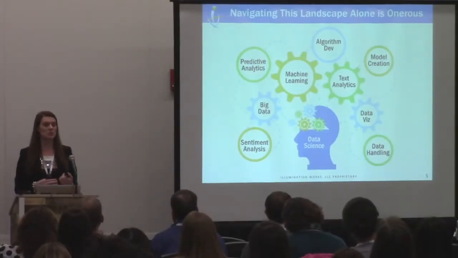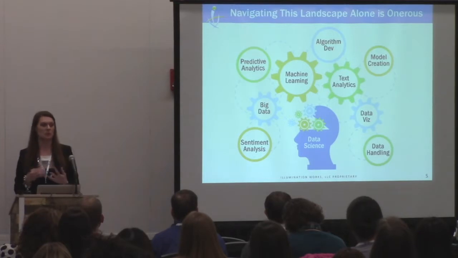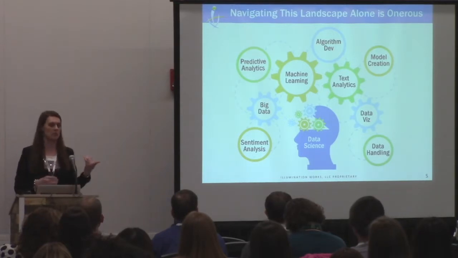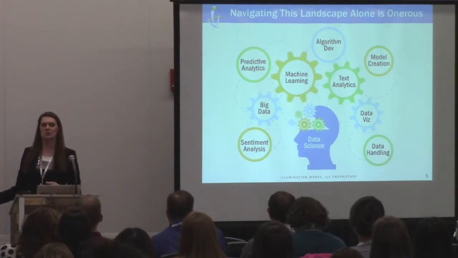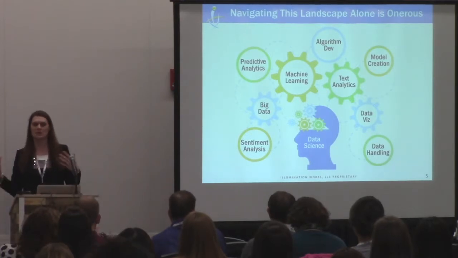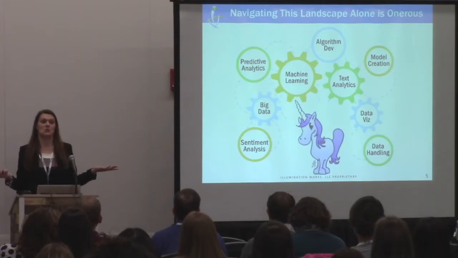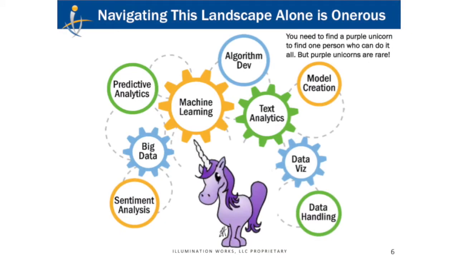I'm supposed to know Hadoop. I'm supposed to know SQL. I'm supposed to know Tableau, and be able to make my own custom plots. I'm supposed to be able to program in Java and Python and R. I mean, who can do that, right? So if you're looking for a data scientist, are you really looking for the purple unicorn?